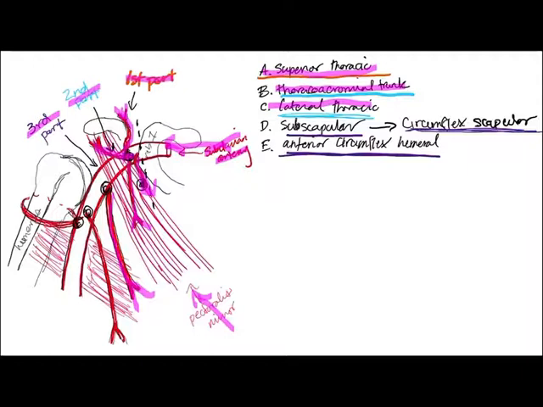Now the third part gives off two branches: the anterior, as we see here, and the posterior circumflex humeral, which encircle the humerus, and the subscapular, which will branch into the circumflex scapular and the thoracodorsal.